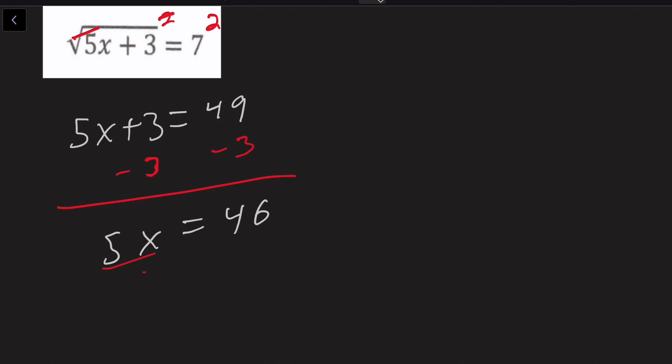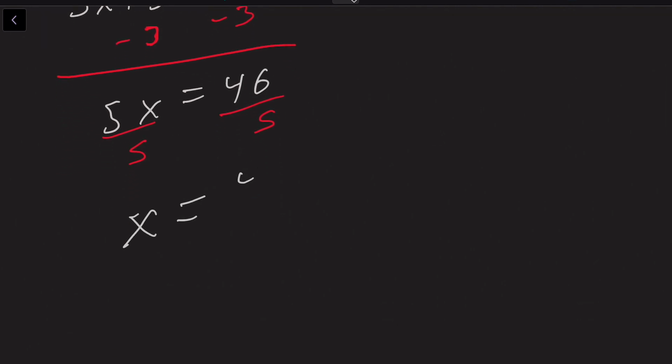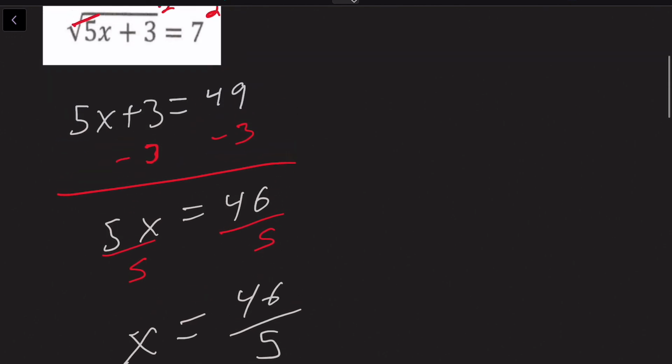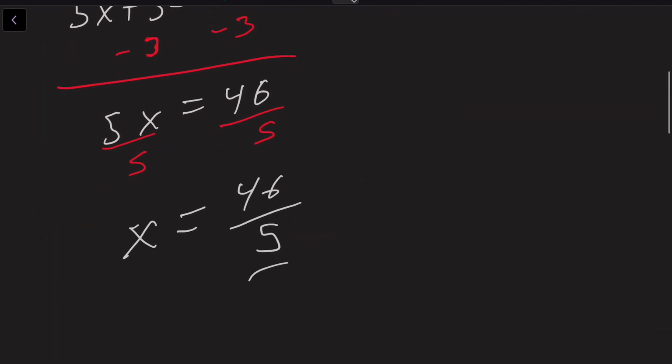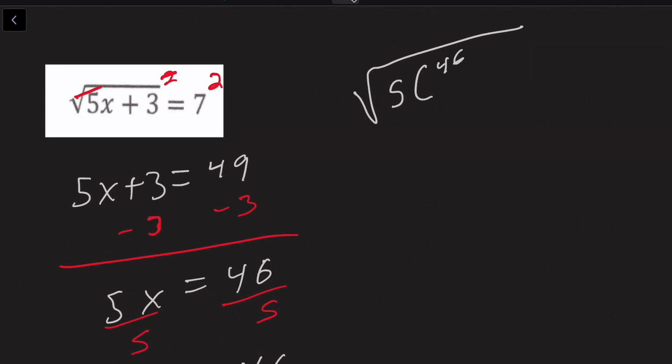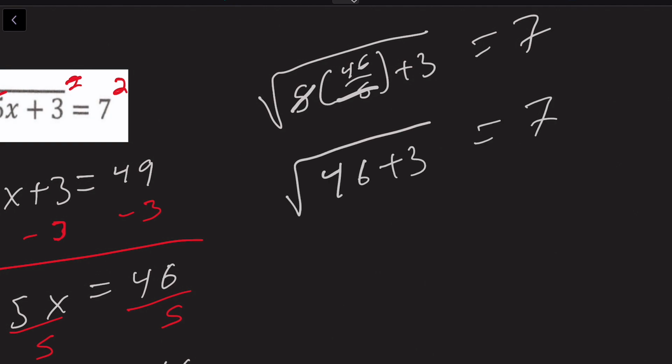Now I'm going to divide by 5 on each side, and that's going to give us x is equal to 46 over 5. Now we can test the solution by plugging it back into our original equation. So square root of 5 times our x, which is 46 over 5, plus 3 is equal to 7. 5 times 46 over 5, our 5's are going to divide out, and we're going to be left with the square root of 46 plus 3 is equal to 7.